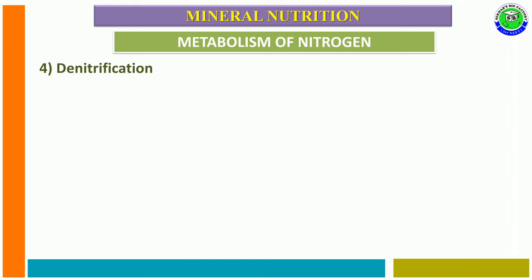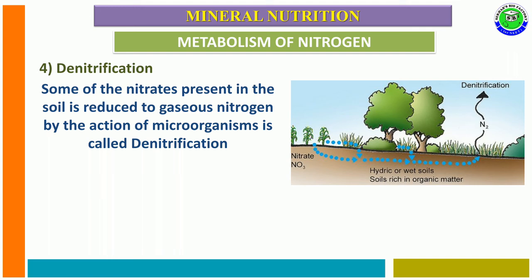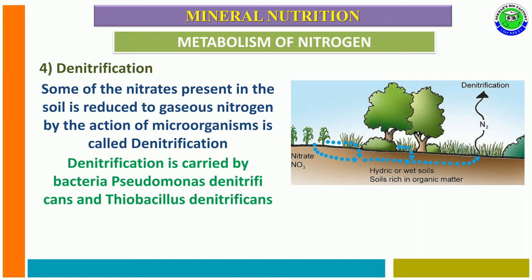And the fourth step in the nitrogen cycle is denitrification. During denitrification, some of the nitrates present in the soil are reduced into gaseous nitrogen by the action of various enzymes. The entire denitrification process is carried out by some bacteria like Pseudomonas denitrificans and Thiobacillus denitrificans, and these bacteria are called denitrifying bacteria.